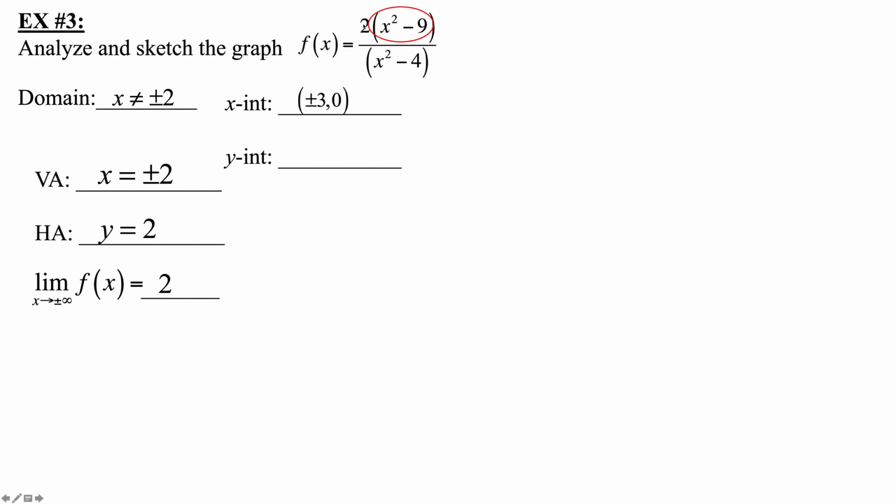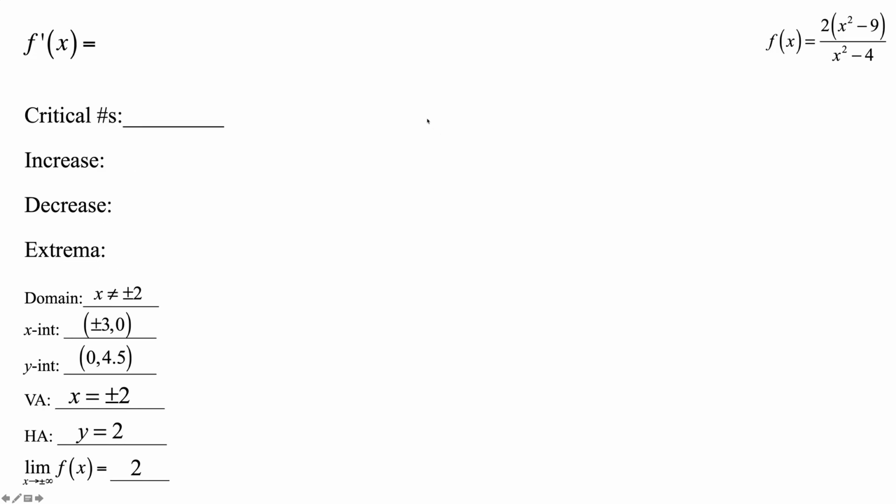Y-intercept, you got to take that GCF of 2 times the negative 9 and put it over negative 4. So that simplifies to 9 halves, so that's our y-intercept. All right, now we go to our first derivative. First derivative, find our critical numbers. We're going to have to do the quotient rule here.